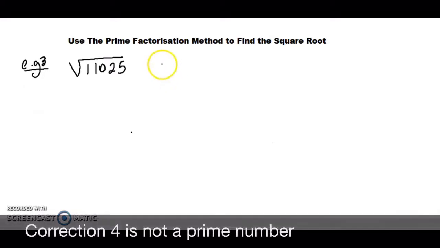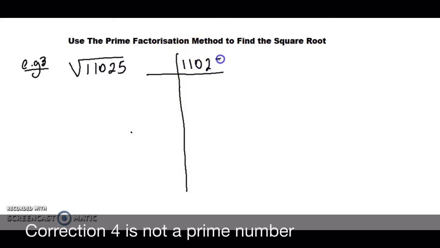Next example is to find the square root of 11,025. Please ensure that you practice your timetable so it is very easy for you to work them out. If you don't know your timetable, you can go ahead and use your calculators. So we have 11,025. We're going to write out our prime numbers here, just the first 5. For division, we're going to check to see if this number is divisible by 2. It is not divisible by 2. Is it divisible by 3? Yes, it is. So we're going to use 3.